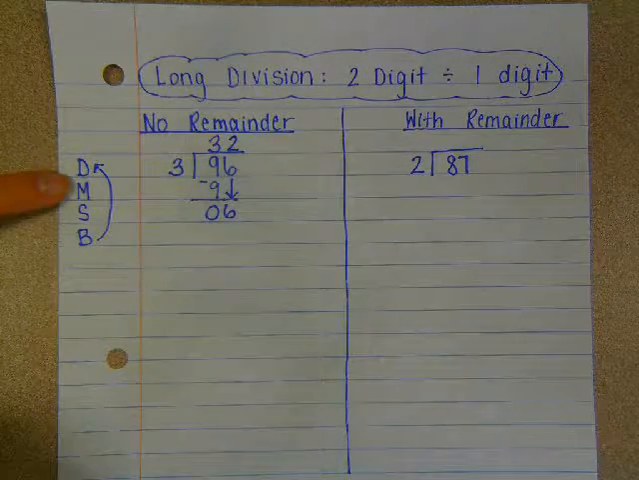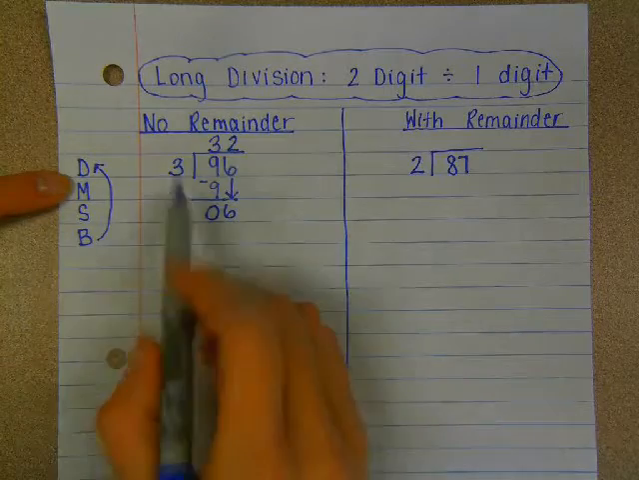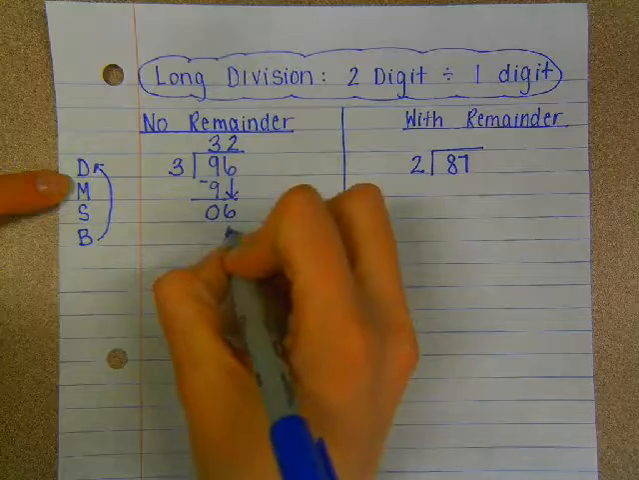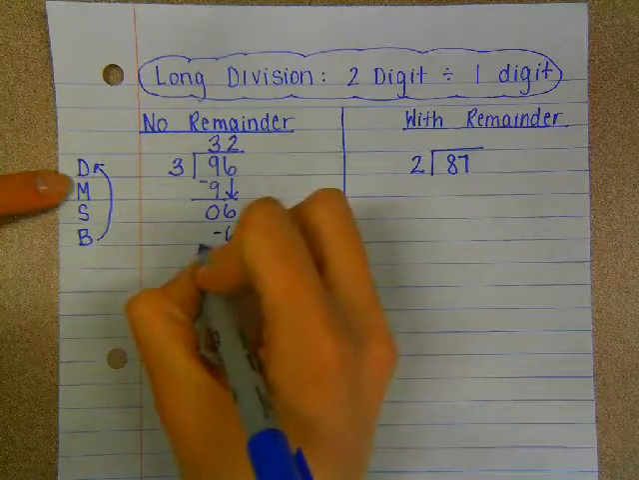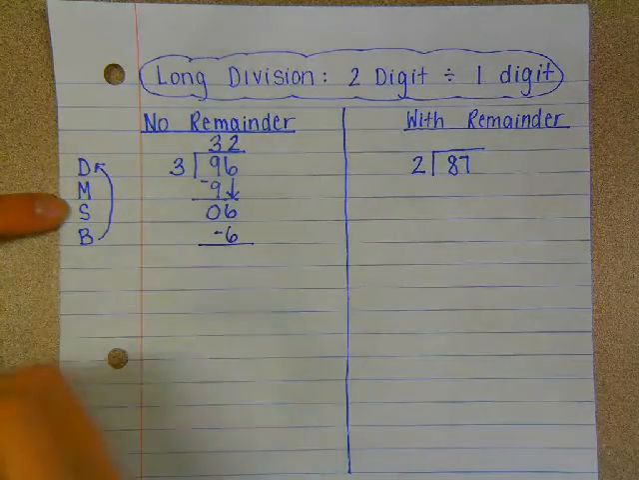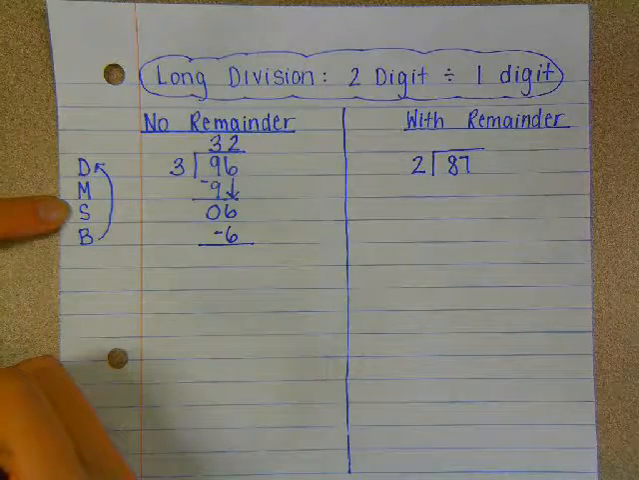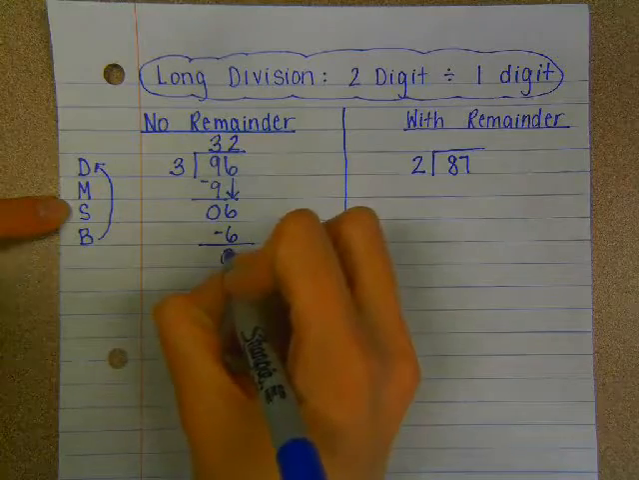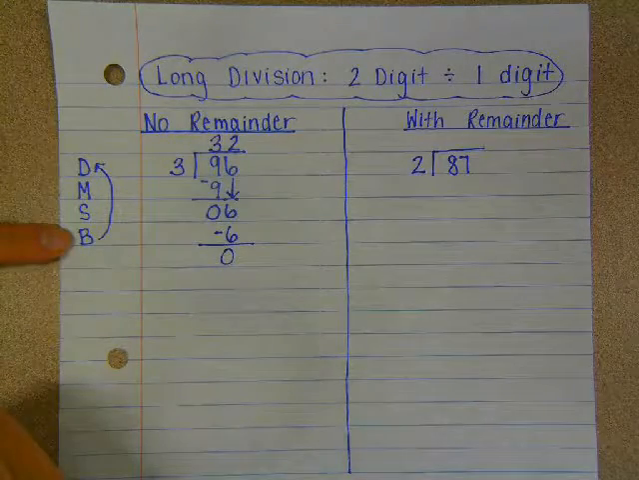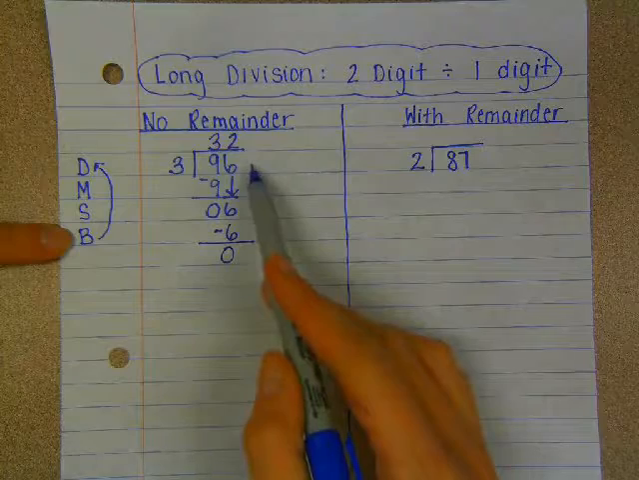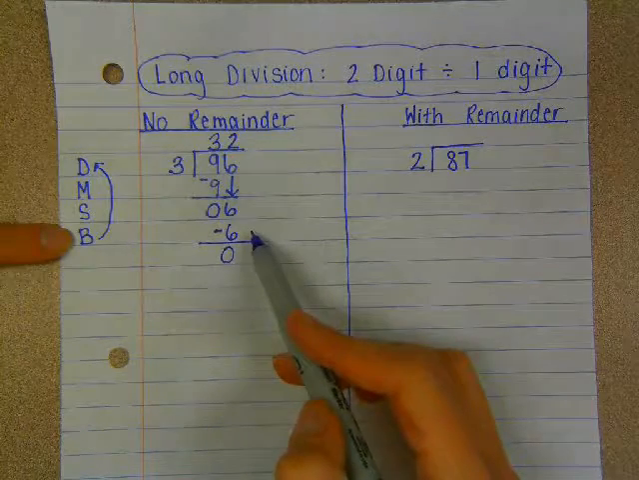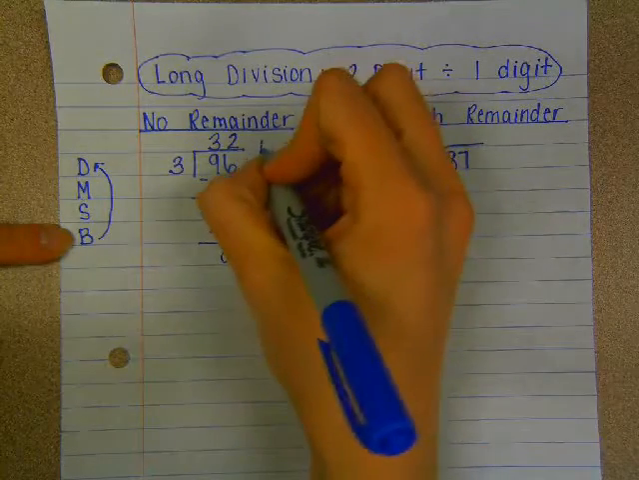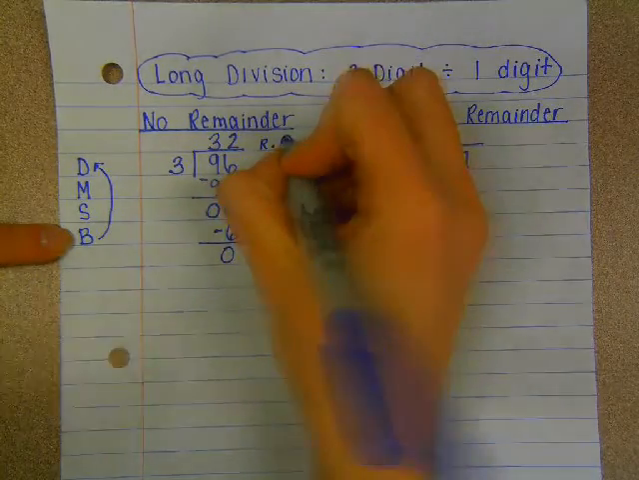Then I go to my next step, which is multiply. So I multiply 3 times 2, which is 6. I'm going to subtract these two numbers. That is my next step. So I know that 6 minus 6 is 0. Now my last step is to bring it down, but I have no other numbers to carry down. So at this point I am done. My answer is 32, and there is a remainder of 0.